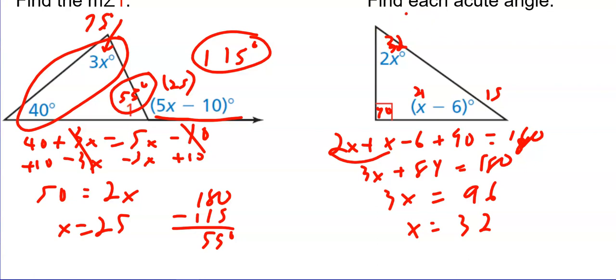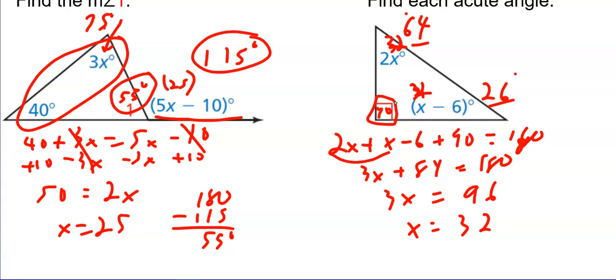These things happen. So 2 times 32 is 64. 32 minus 6 is 26. Now, guess what? 64 and 26 add up to 90, right? That makes sense, because if 90 degrees is here and the whole thing's worth 180, that means the other 2 angles add up to 90.